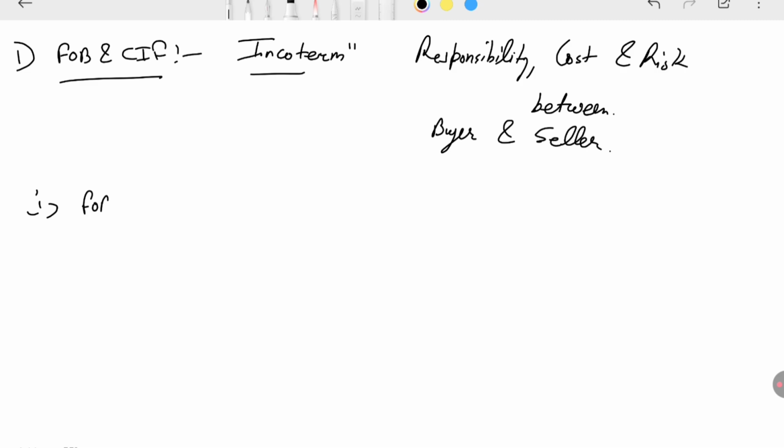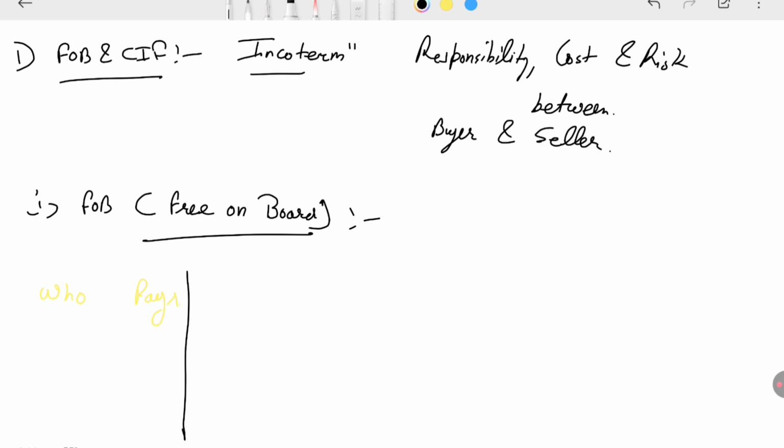The first is FOB. What is the meaning of FOB? FOB means free on board. As I already said, Incoterms mean responsibility of cost and risk: who pays and who is responsible. With the help of a diagram, you will easily understand the difference between FOB and CIF. Now here you see two columns: first is who pays, second is who is responsible.